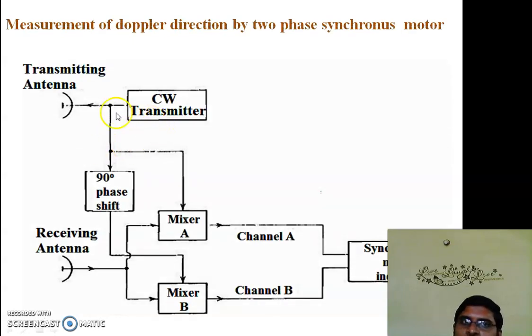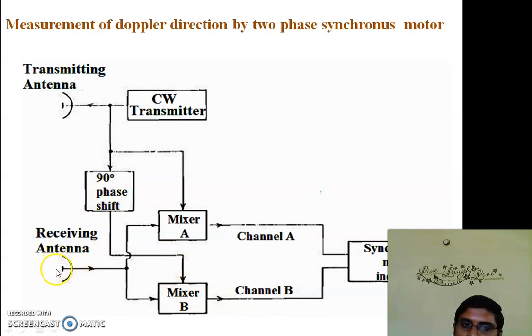This is the measurement of Doppler direction by a two-phase synchronous motor. By using a two-phase synchronous motor, we can find the direction of the Doppler frequency shift. This is very simple compared to the previous diagram. Here two separate antennas are used for transmitting and receiving. A simple CW transmitter is used, where the major part is given to the transmitting antenna, and a small leakage signal is split into two parts. One has no phase shift and is given to mixer A. The second one is 90 degrees phase shifted and is given to mixer B.